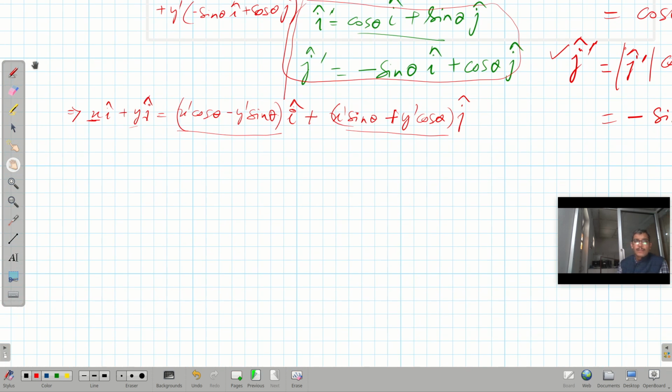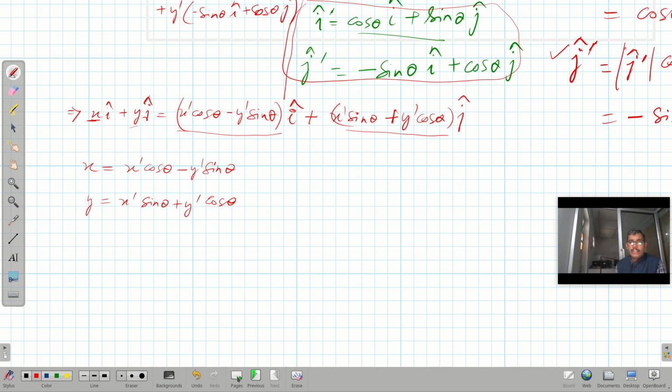Therefore, comparing both sides, x comes out to be equal to x prime cos theta minus y prime sine theta, and y is equal to x prime sine theta plus y prime cos theta. So this is one relationship. We got two relationships which we have to remember.